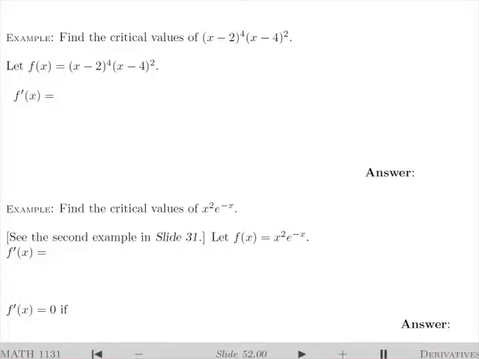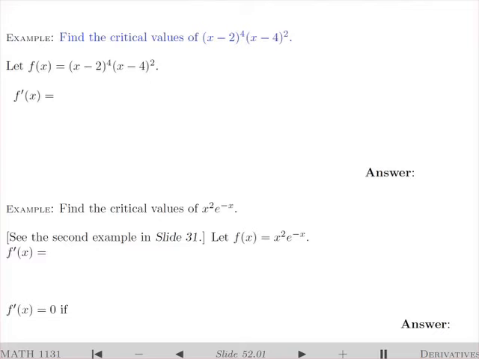Welcome. In this session, we'll continue our discussion of finding critical values. We'll do two more examples which take a little bit more work than the simple examples we did last time. Our first example is (x − 2)^4 times (x − 4)^2.